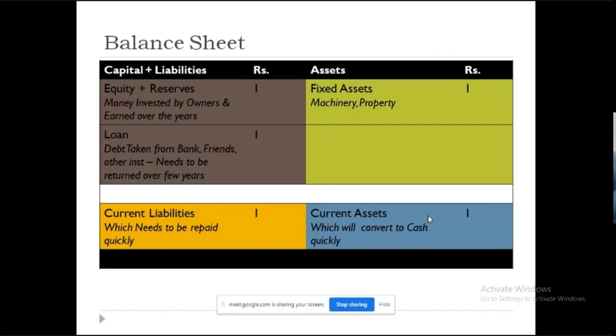So what is the asset? The top most section is the fixed asset. Fixed asset क्या होता है? The assets that the company owns. So what does the asset mean? Machinery, property. उसने office खरीदी उस company ने, तो वो asset हो जाता है.